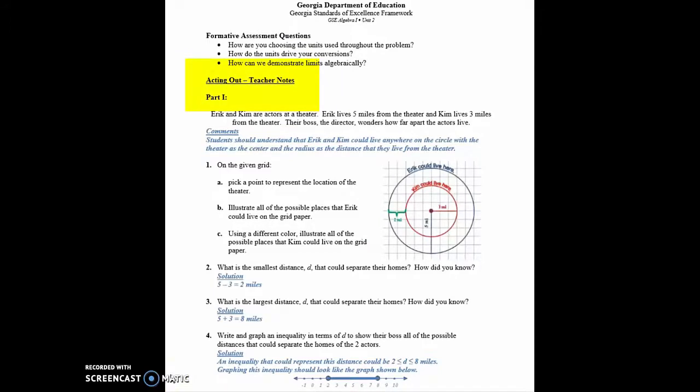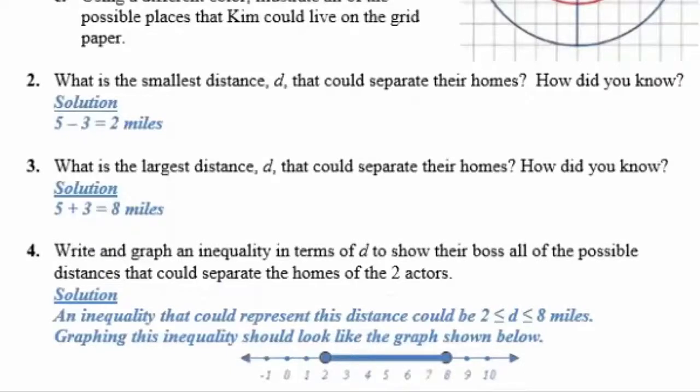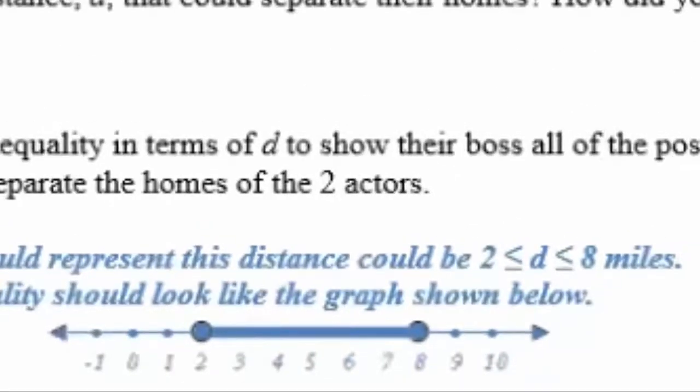This task is not only good for teaching the standard, it's also an excellent alignment for the standards for mathematical practice, Model with Mathematics. And it's because this task requires that students translate constraints into equations or inequalities and extract information from both the algebraic solution and the graphical display. In Part 1, students will create their graphical display, and in 2 and 3, they'll use that graphical display to determine the smallest and the largest distance that separate the actors' homes. In number 4, students will translate those constraints into a compound inequality and also graph the inequality.